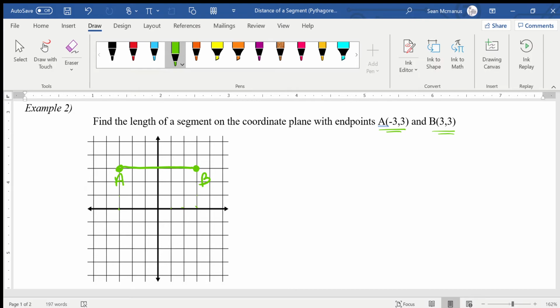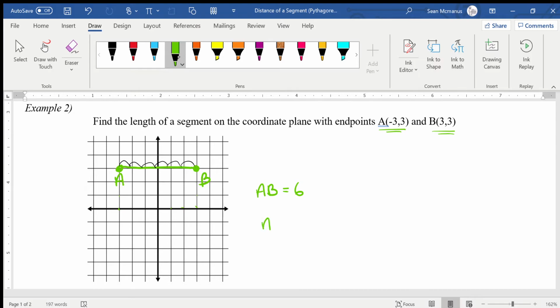And it asked me to find the length of the segment. Well, just like we did up above, we're just going to measure how many units are in between the 2 points. So I can see here 1, 2, 3, 4, 5, 6. There's 6 units between A and B. So I would say AB equals 6.